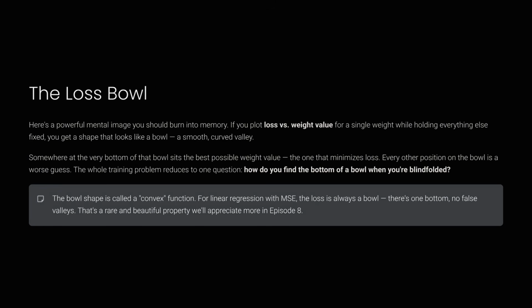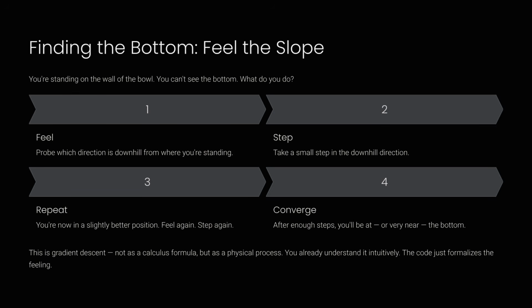When you plot loss against weight values for linear regression, you get a convex shape, like a bowl. Our training objective is to find the bottom of this bowl, even while effectively blindfolded. Gradient descent is our process for finding the bottom.